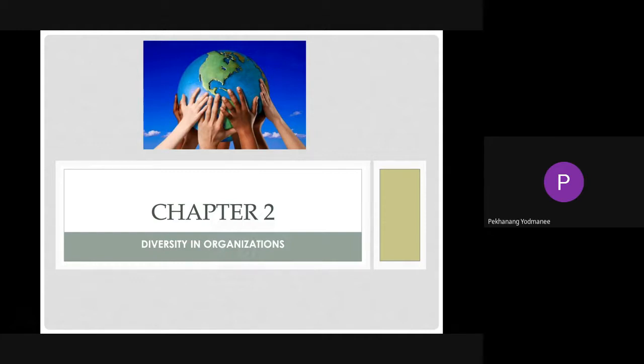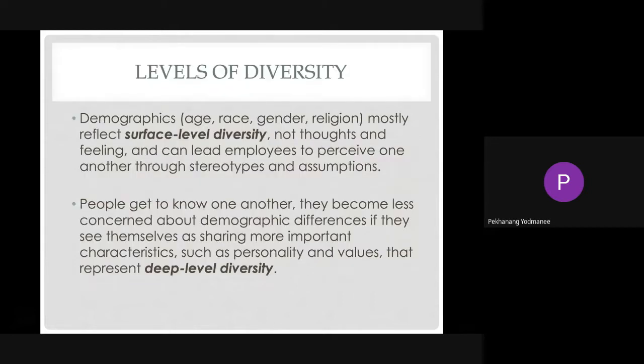Okay, guys, for the next one, look at the levels of diversity. Okay, guys, for diversity, we are each of us unique. This is obvious enough, but managers sometimes forget the need to recognize and capitalize on individual differences to get the most from their employees.